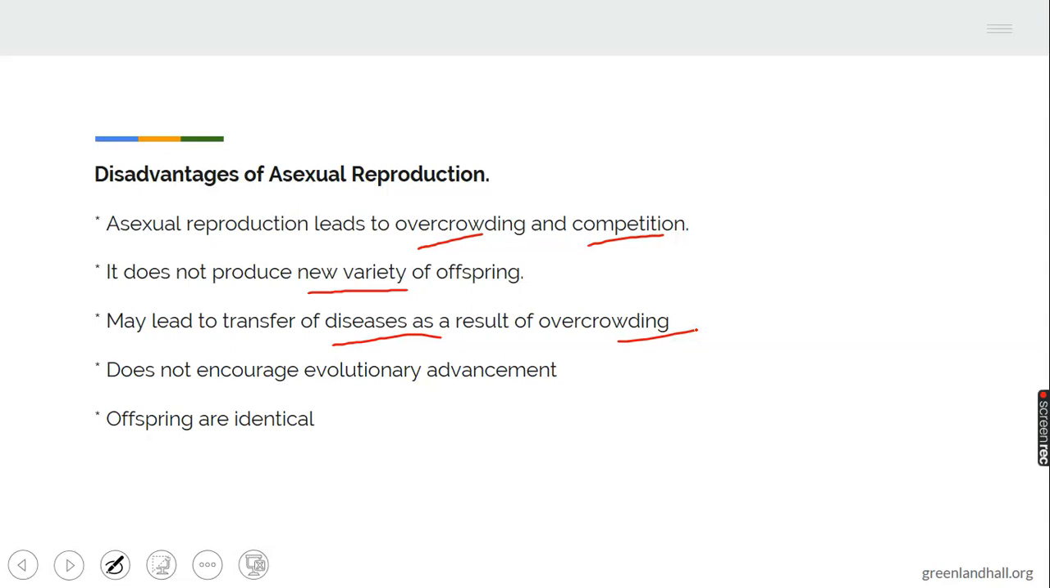Asexual reproduction does not encourage evolutionary advancement. Then the offspring are very identical. Offspring produced during asexual reproduction are identical. You cannot differentiate between them, even if they are from different parents.